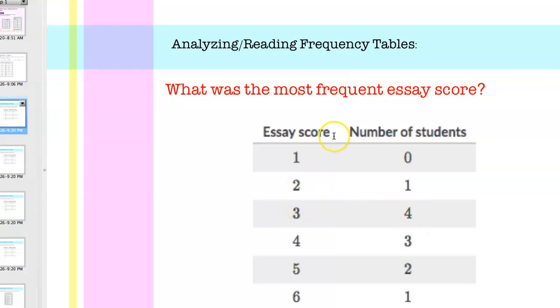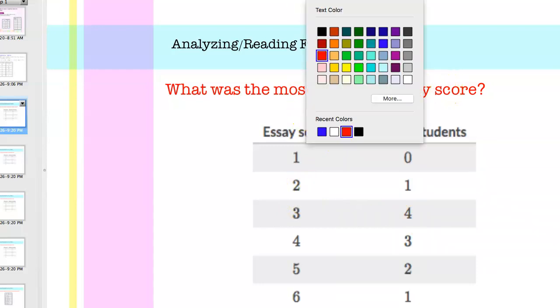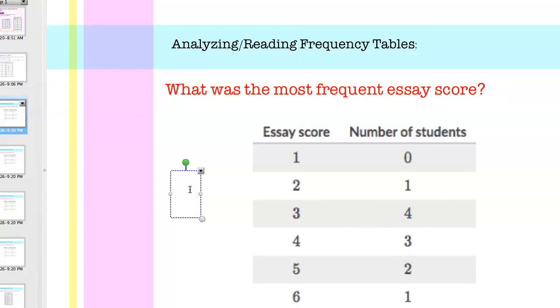Okay, so I want to know the most frequent. So that's the mode. Mode is most frequent. And that here is 4 students scored a 3. So the mode is 3. This is the score that occurred the most. Okay. So some of you might say it's 4. Be careful. 4 students scored 3. So 3 is the mode.